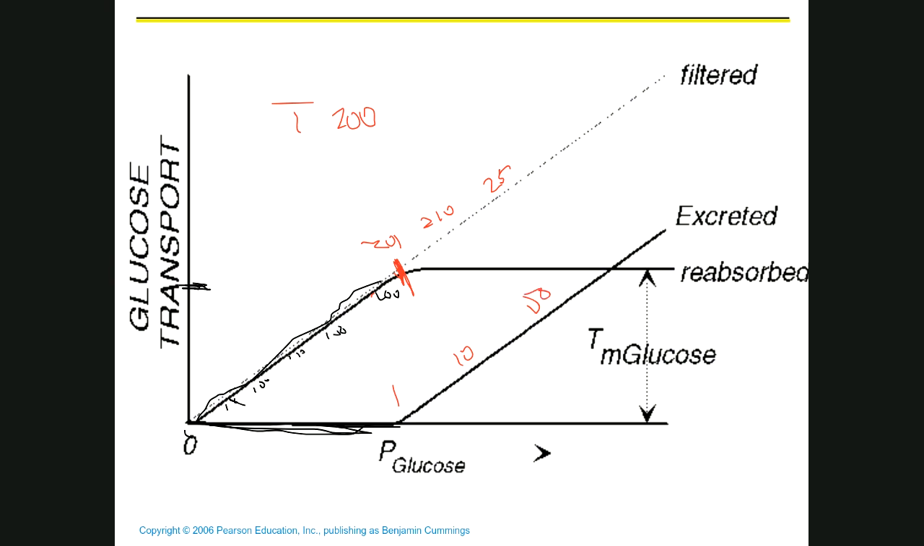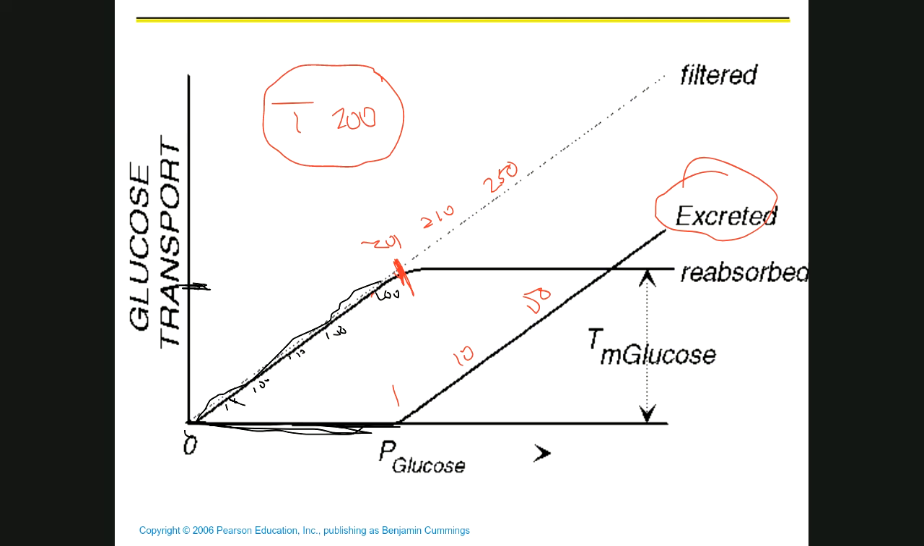Look, these lines are parallel to each other. In other words, every single one that's higher than my transport maximum, every single one of those is going to be excreted. It's going to wind up in our urine. Does it make sense? Any questions?